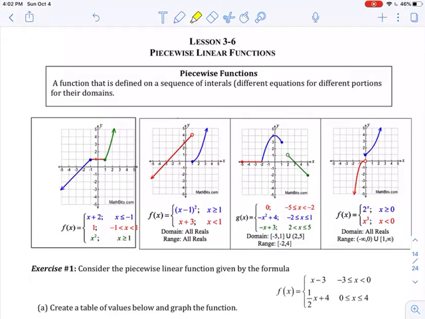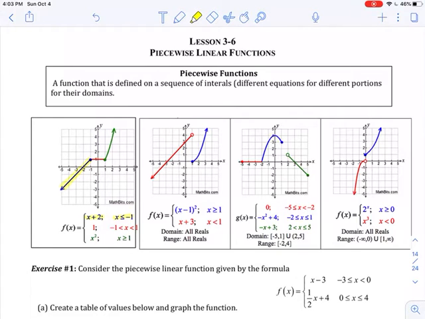So I just have 4 examples across the top here. You don't need to write any notes or anything. I just wanted to show you what they might look like. So you can see this first one on the left. For the domain where x is less than or equal to -1, then I'm going to use the function f of x equals x plus 2. That's the one that's right here in blue.